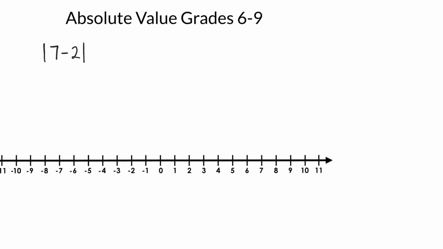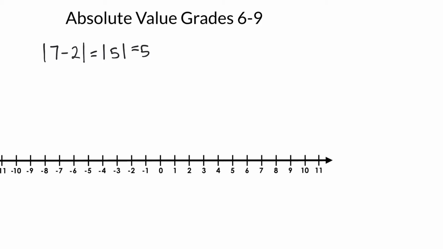Now later on in 7th grade, you'll see something like this, where it's the absolute value of 7 minus 2. And this is pretty easy. You can treat these like parentheses, I suppose, where this would be the absolute value of 5, which is really just 5. And so 5 would be our answer.